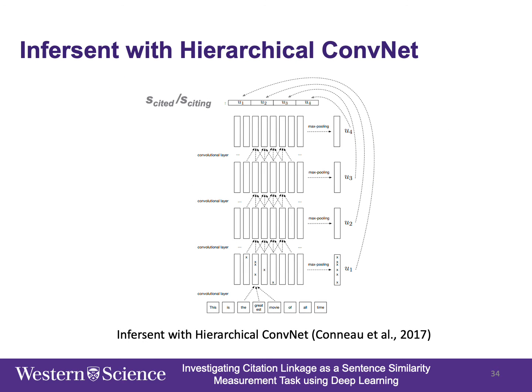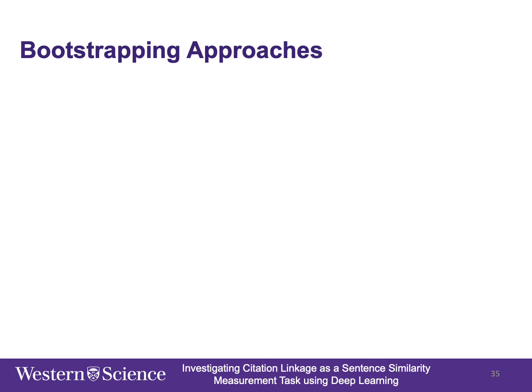In the case of the hierarchical ConvNet, 4 convolution operations are applied, and with the features from each convolution, max pooling is applied over them to generate the feature representation of that layer, and all of these layer features are concatenated to generate the final sentence representation.